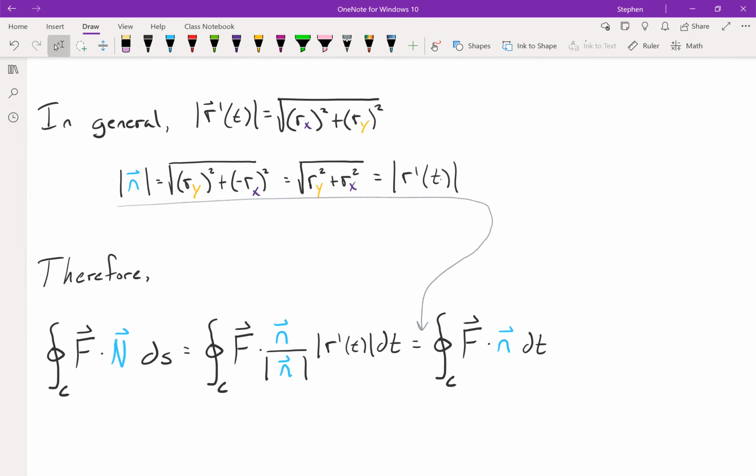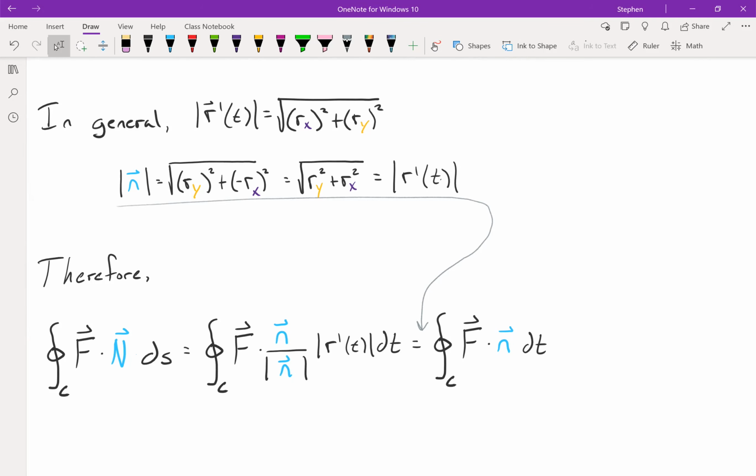If we also look at the magnitude of the normal vector that we've been calculating, remember that all that happens here is that the x and y partial derivatives switch places, and also one of them gets a negative. But if I'm looking at a magnitude, I end up taking an absolute value. So that's just the y derivative squared plus the x derivative squared, which ends up being exactly equal to the magnitude of r prime. So the magnitude of the derivative of our parameterization is equal to the magnitude of the normal vector that we get from that parameterization.